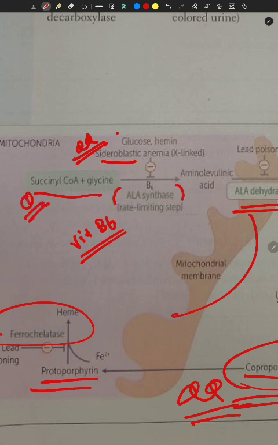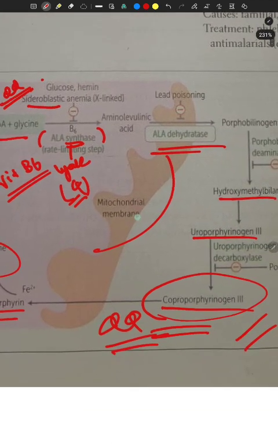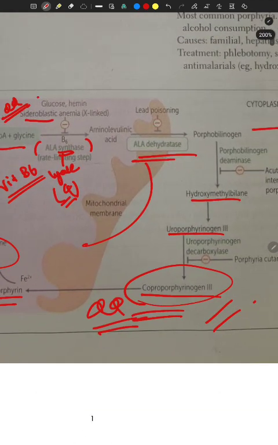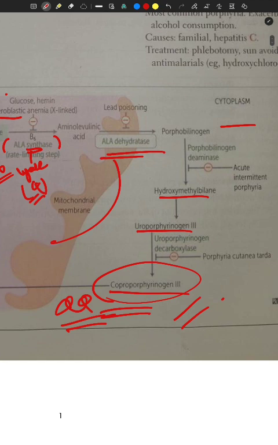The ALA synthase, this is synthase, not synthetase. Synthase is a lyase, enzyme class 4. This is very, very important, and it is converted into aminolevulinic acid, and from here the cycle goes on. Porphobilinogen deaminase is the first enzyme you should remember. If you have to remember only one enzyme, remember this porphobilinogen deaminase. This is a very, very important point.